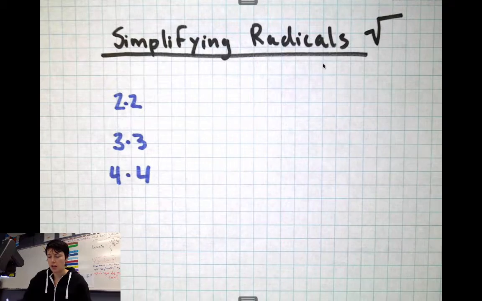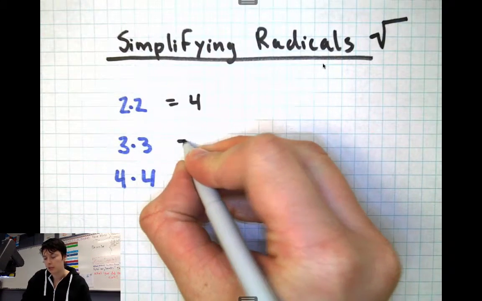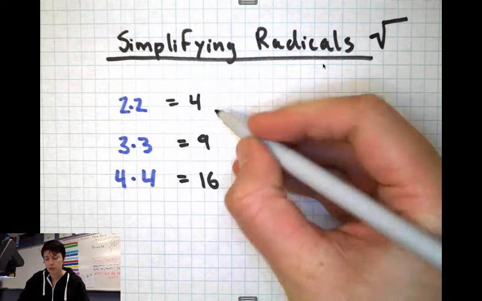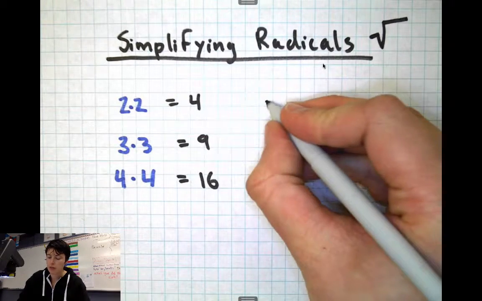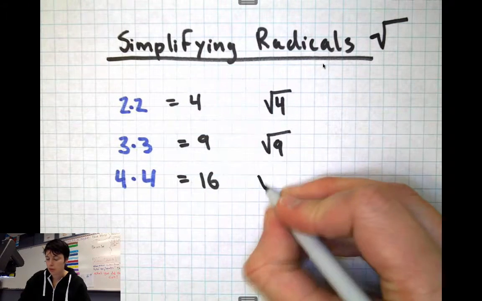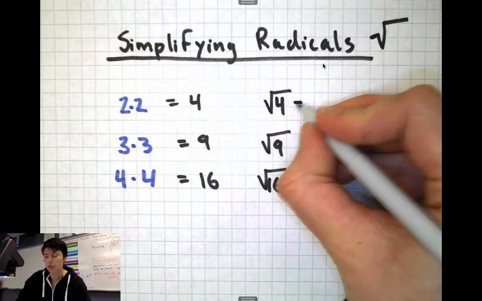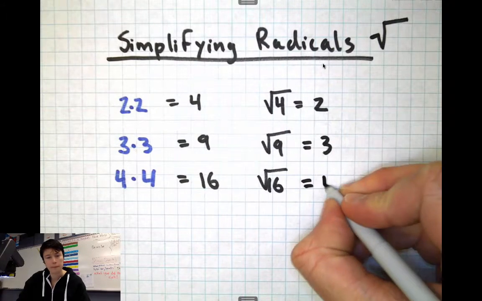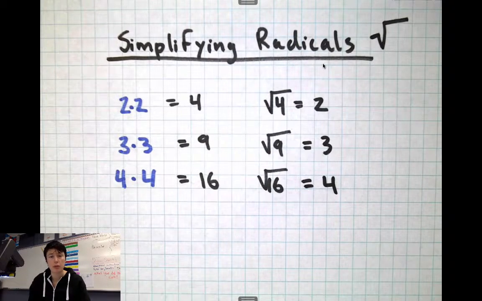So we understand that 2 times 2 is equal to 4, and 3 times 3 is equal to 9, and 4 times 4 is equal to 16. And we refer to 4, 9, and 16 as perfect squares because if we wanted to reverse this process, we would square root 4, or square root 9, or square root 16, and it would be like undoing what I just did. The square root of 4 is 2, the square root of 9 is 3, and the square root of 16 is 4.